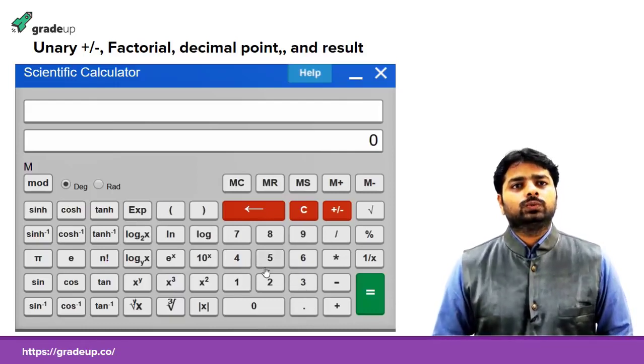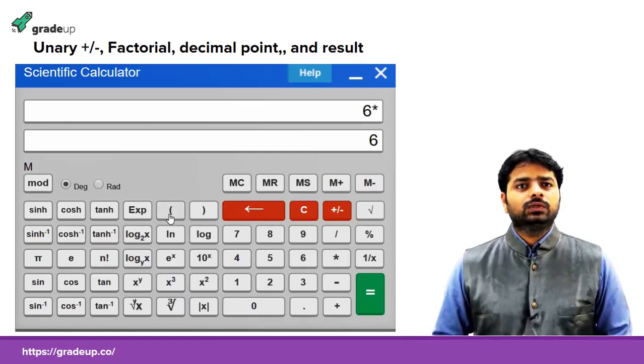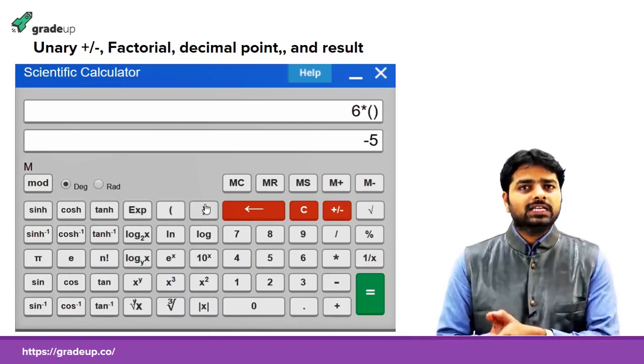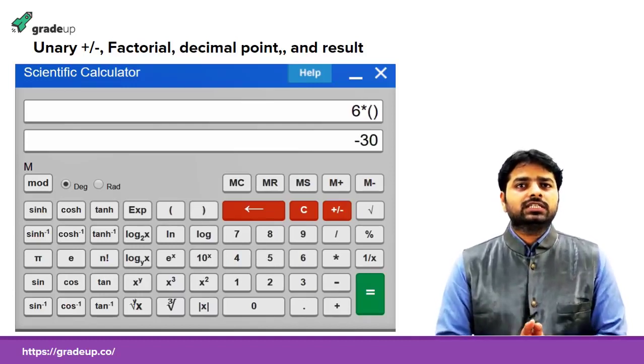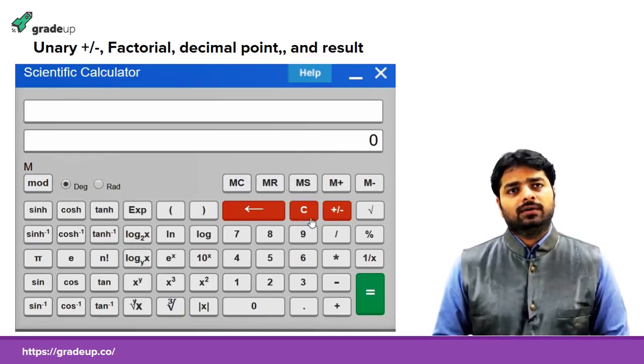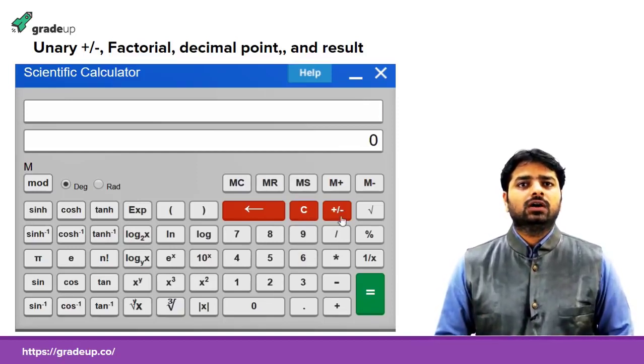Then you can do 6 into, and I am using parenthesis to perform it. Parenthesis, minus 5, then close it, then 6 into minus 5 will be minus 30. So this way you can use the plus or minus operator along with the numbers.